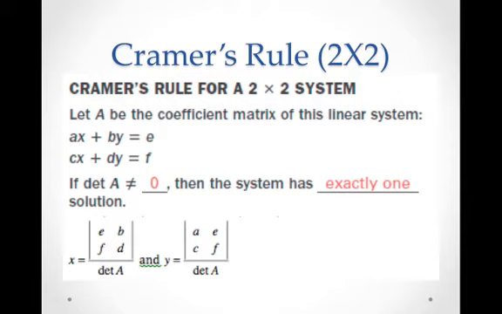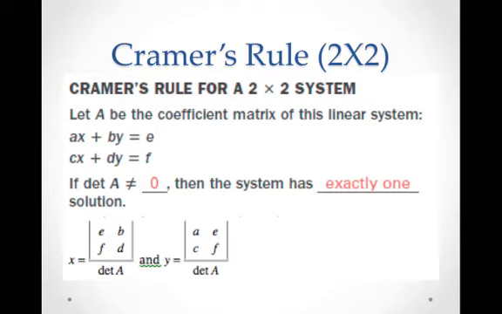fourth method. We're going to let A be the coefficient matrix of the linear system AX plus BY equals E, CX plus DY equals F. So that means the coefficients are A, B, C, D. So A is a 2 by 2 matrix. The first row is just A, B. The second row is C, D. If the determinant of A is not equal to 0, then this system has exactly one solution.